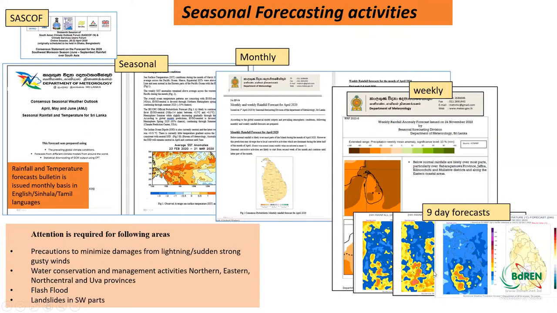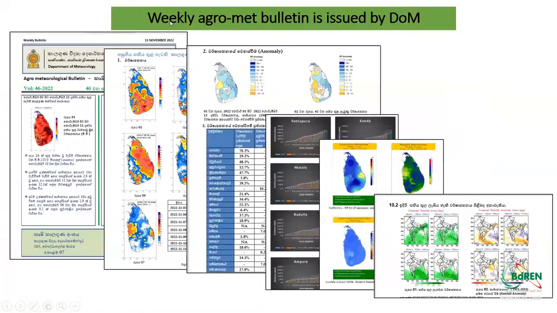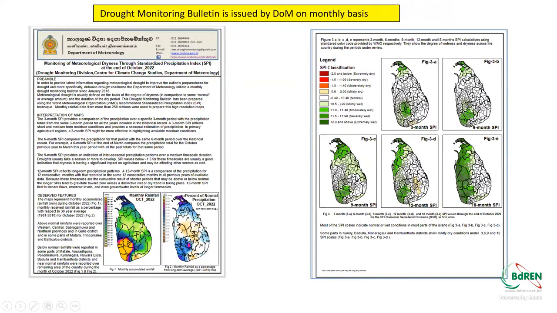Apart from that, DOM issues the weekly agromet bulletin. This is mainly confined to climatological and weather information, and the 30-year average agricultural parameters are also included in it. But there is no agromet advisory in that bulletin. In addition, we issue the drought monitoring bulletin on a monthly basis.